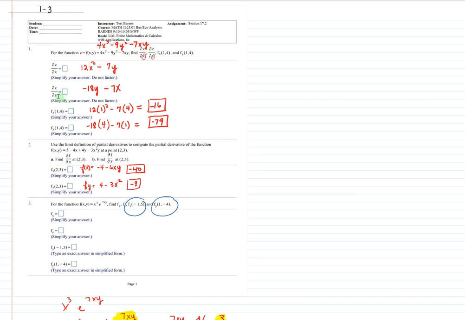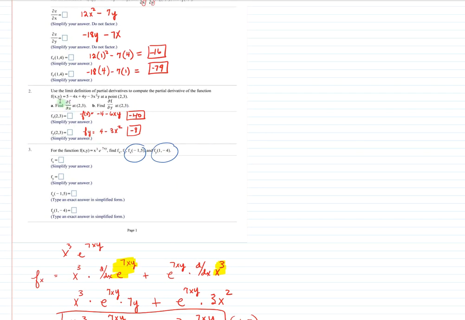Then if we take the derivative with respect to y, where x is a constant, this piece is 0. We have negative 18y minus 7x because y is a constant. So minus 7x. And then we're just going to plug in our 1, 4 for both of those, plugging it in here and plugging it in here. And we get our two values of negative 16 and negative 79.